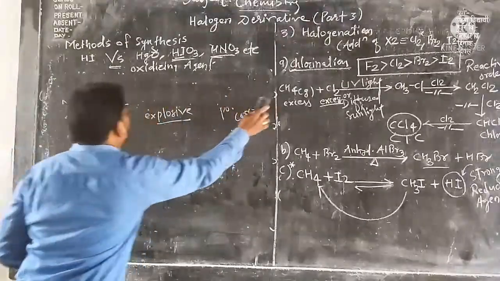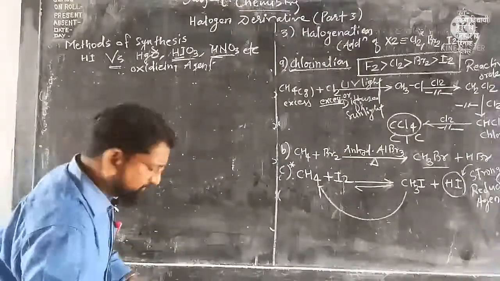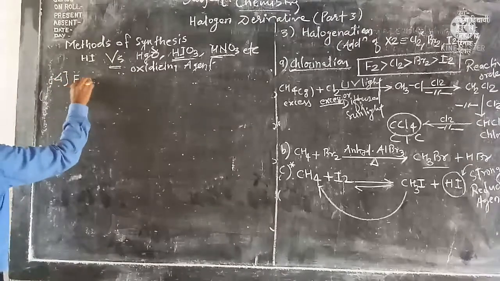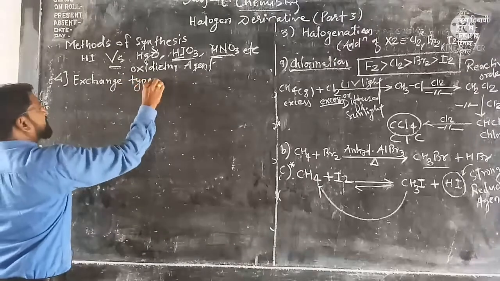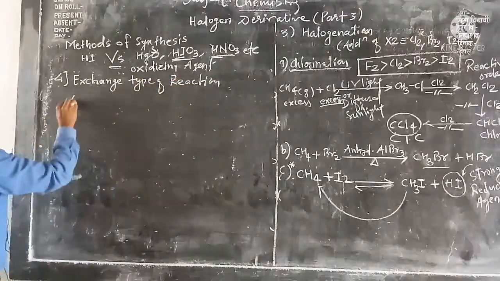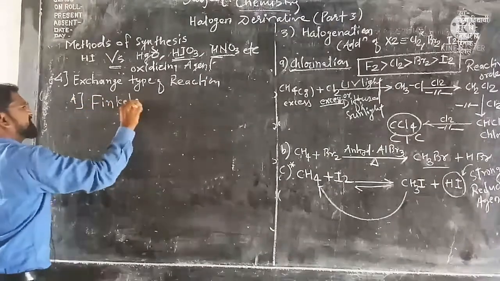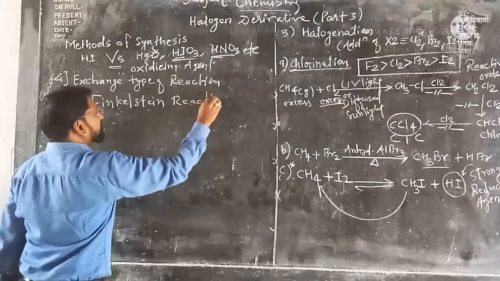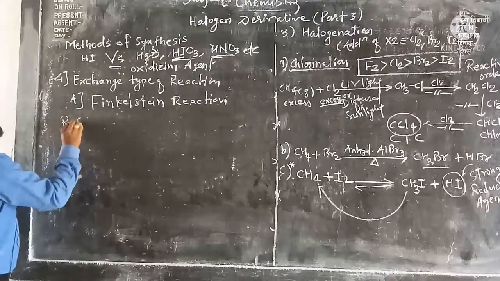Next. Now the next method of preparation. In the next method of preparation we will see number 4, exchange type of reaction. In that, number A, Finkelstein reaction. Which reaction? Finkelstein reaction. See here what happened. Directly I am writing the reaction first.